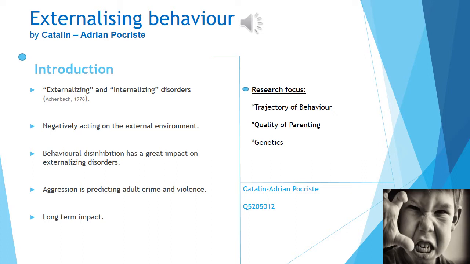The idea that behavioral disinhibition constitutes a generalized vulnerability to externalizing disorders has gained wide currency and consistent empirical support. One of the most important components of conduct disorder that children develop and express is aggression. Studies show that childhood aggression is a strong predictor for adult crime and violence. Unfortunately, externalized behavior in childhood has long-term significance beyond the strain and struggle it brings to daily life. When it comes to this topic, psychologists focus their attention in three major areas of externalized behavior: trajectory of behavior, quality of parenting, and genetics.